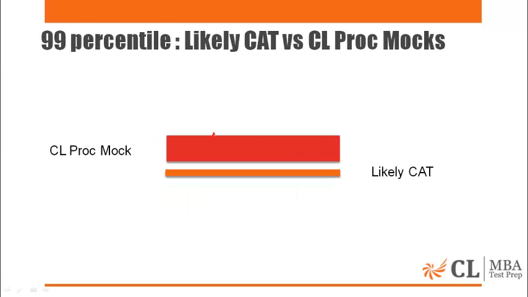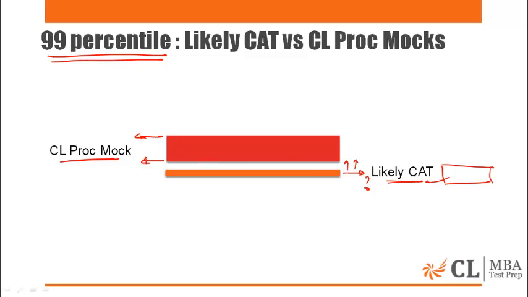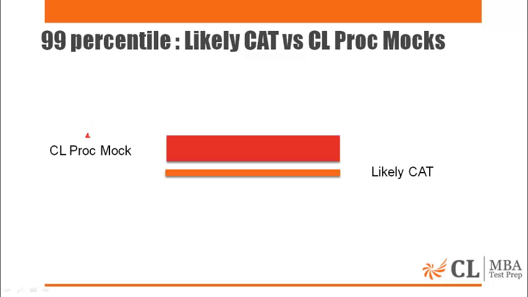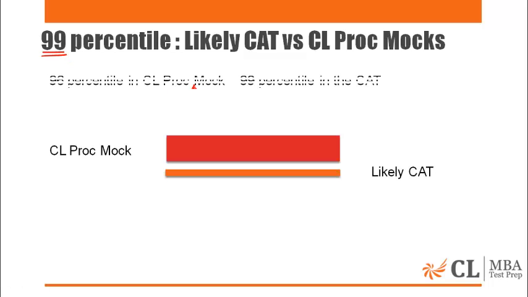Now the question comes, what is a good score? So let's take what is the score of 99 percentile. We said what is the score of a likely CAT, and obviously since the level of difficulty of the CL proc mock is slightly higher than the likely CAT, the score needed to get a 99 percentile in a likely CAT will be lower than in these two scenarios. So we go by this benchmark to compare what is 99 percentile in the actual CAT to that of a proc mock. Based on our analysis and statistics, 96 percentile in the CL proc mock is equivalent to a 99 percentile in the CAT.